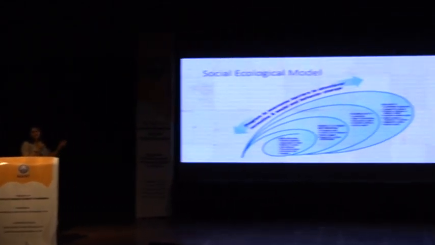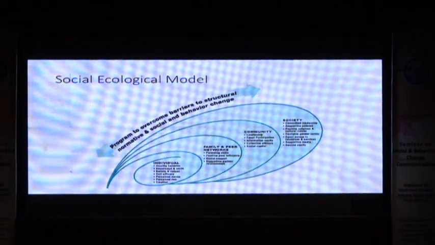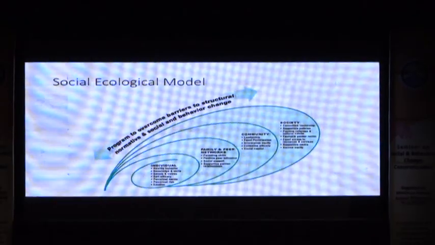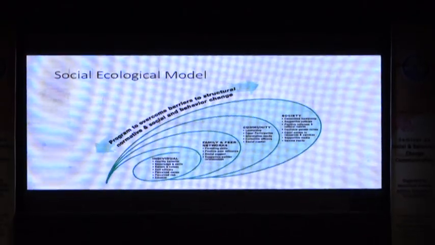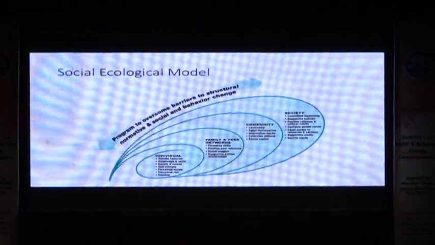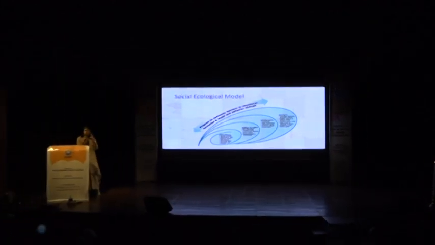This again is another way of looking at that circle model I showed you before. It's a very common model called the social ecological model. What this says is that any program or any communication activity you do has to overcome barriers to structural and normative changes. But you look at it, it's like an onion.